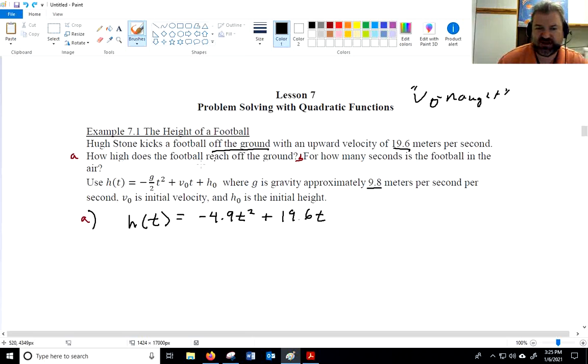So the first question asks, how high does the football reach off the ground? Well, let's remember our key points in a parabola. That's the vertex and the zeros. Is this question asking about a vertex or a zero?